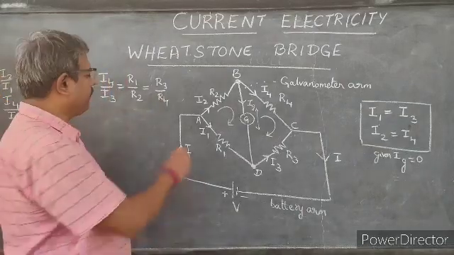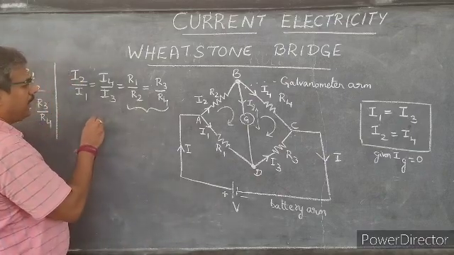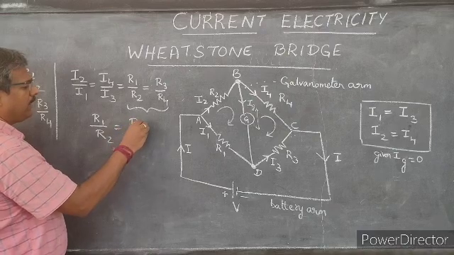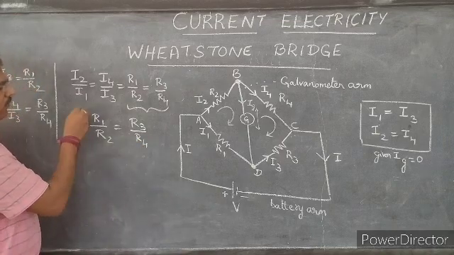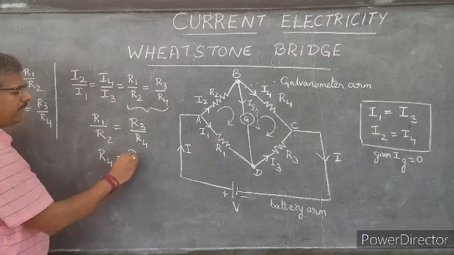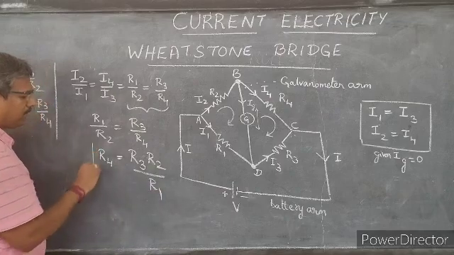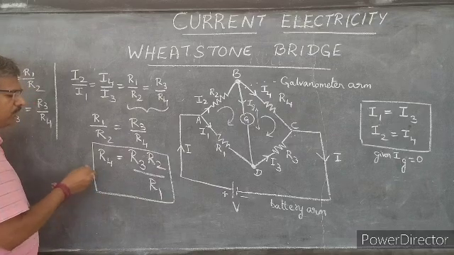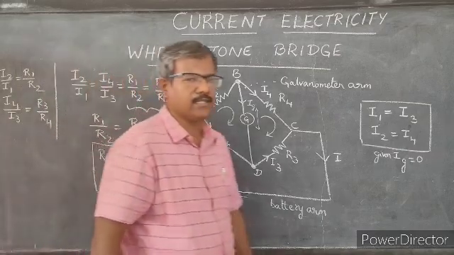I just take this part of my results and what I get is R1 by R2 to be equal to R3 by R4. So taking R4 to the left hand side and these two terms to the right, I get R4 equal to R3 R2 divided by R1. So what's the significance of this result?